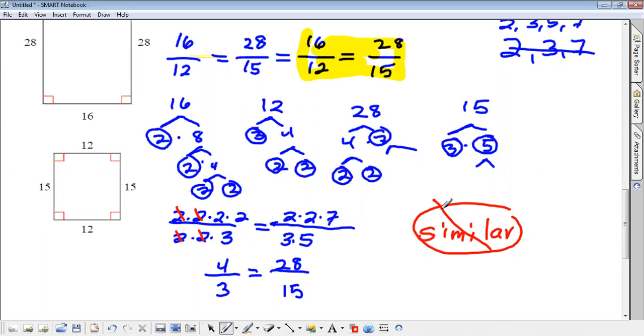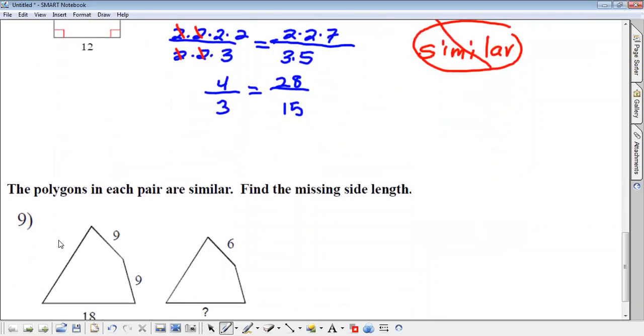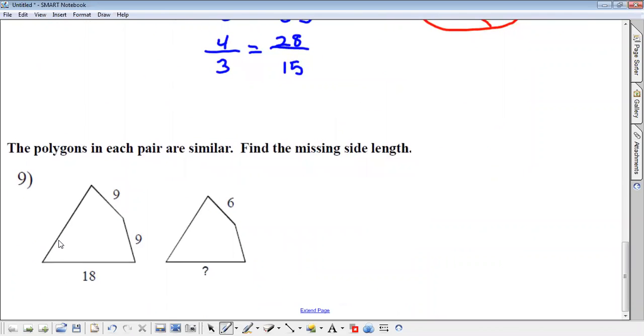Okay. Now there's another type of problem, and I have an example for you guys, and that'll be example number 9 on the homework. So here's a question. It's different. It says the polygons in each pair are similar. Find the missing side lengths. So now they told me they're similar. So I need to find the missing side.